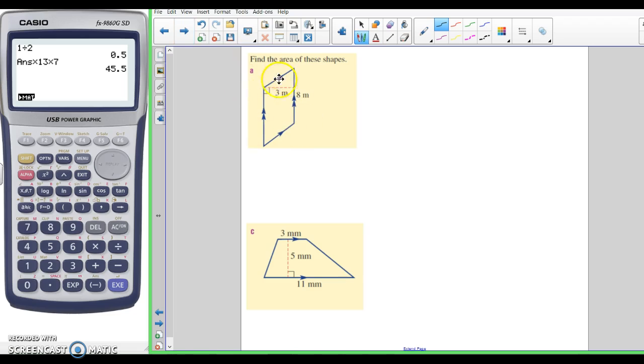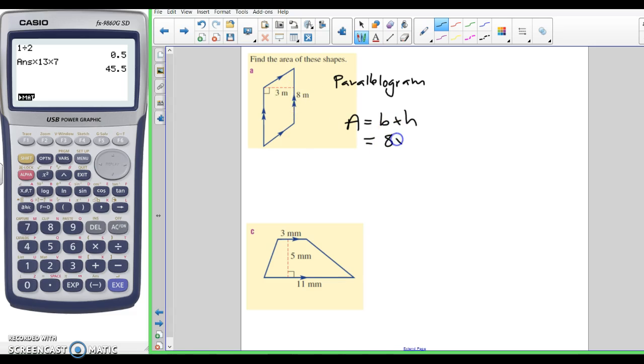Alright, now look at this one. So this one here is what we call a parallelogram. So we need to remember that. Now the formula for the parallelogram was area equals base times height. Remember, it's just a rectangle that's been pushed on a side. So we look for the base. The base we're going to call this time is 8.